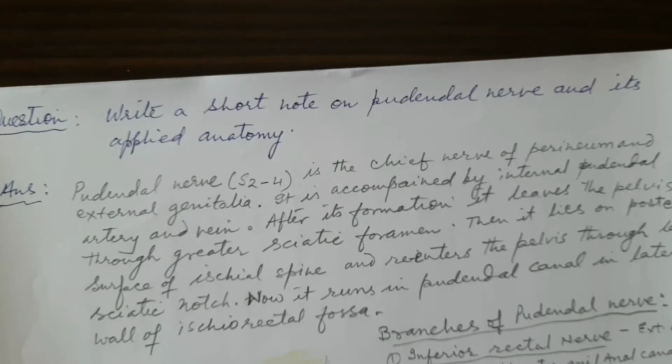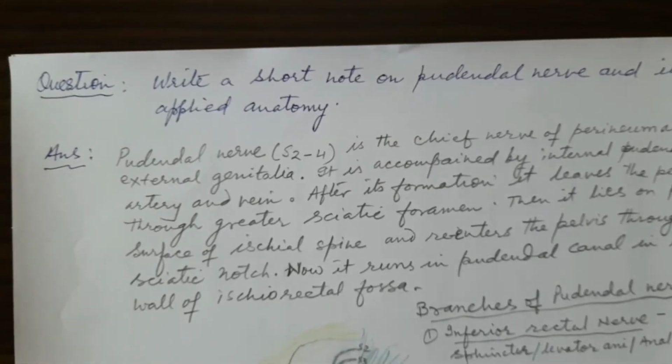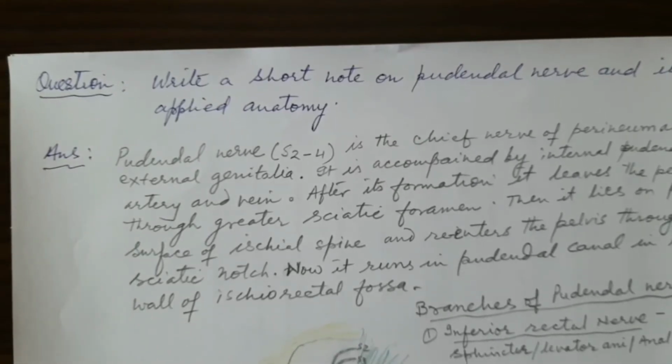In males it has the sensory supply to the penis, that is the body of the penis, and to the glans penis. Similarly it also has the sensory supply to the clitoris in females. Now this nerve throughout its course is accompanied by the internal pudendal artery and vein. After its formation it leaves the pelvis through the greater sciatic foramen.